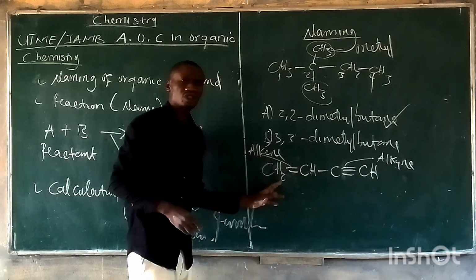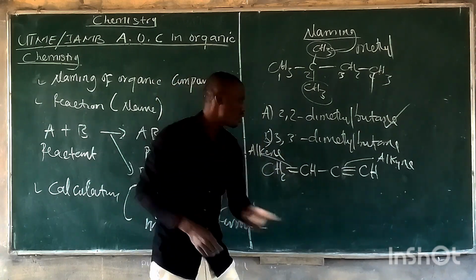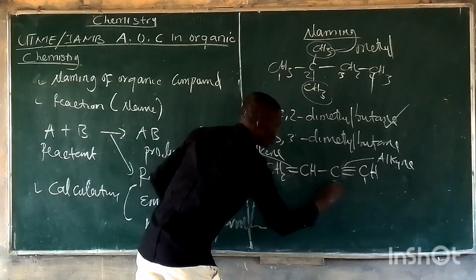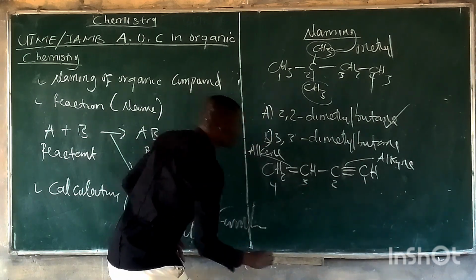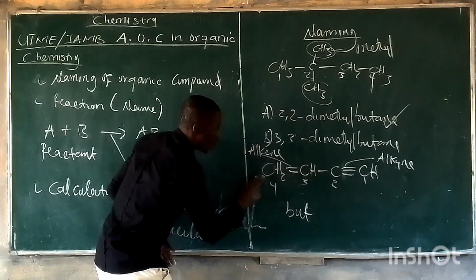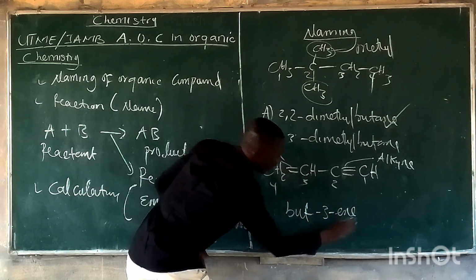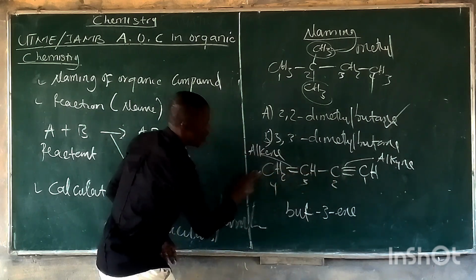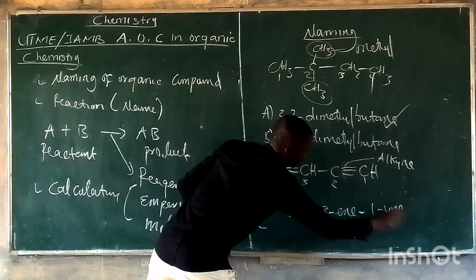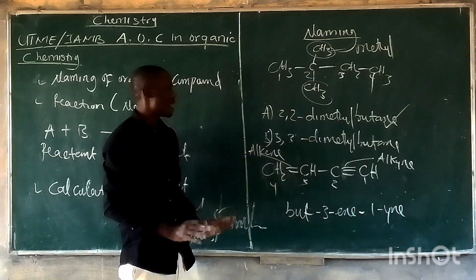What if you have a situation where we have two functional groups, the alkene double bond and the alkyne triple bond? How do you name this? We count from here: 1, 2, 3, 4. So this is now butene and butyne. The double bond is at position 1, 2, 3, 4. So it is 3-en, 1-yne. That's the right answer for that one.